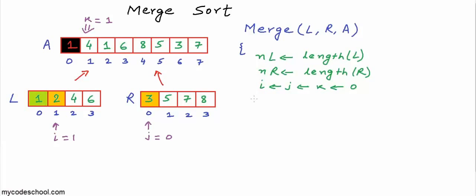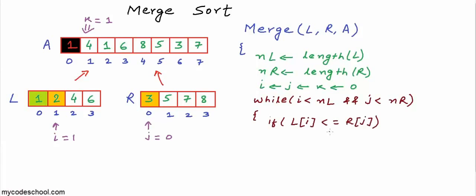And now my code will go like: while i is less than nL. If nL is the number of elements in L, then for i to be a valid index, it should be less than nL. And similarly, for j to be valid, it should be less than nR. So while both these indices i and j are valid, we can say something like: if L[i] is less than or equal to R[j], so we are comparing the smallest unpicked in L with the smallest unpicked in R, in this case, at the kth position in A, we will write L[i]. Remember, we are overwriting A, and that's not a problem.